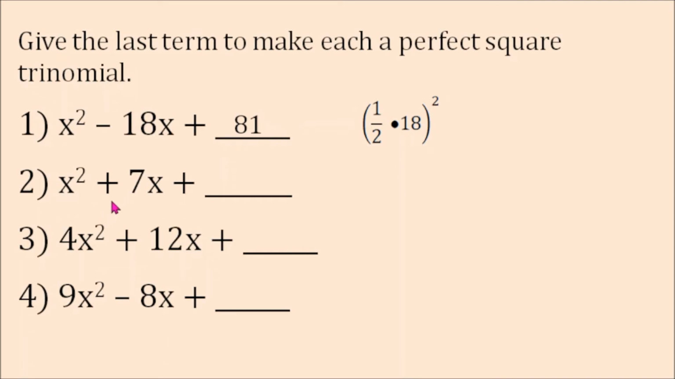How about number 2? The coefficient of x squared here is 1. So get half of 7, then square it. So that's 49 over 4. Again, half of 7 is 7 over 2, then square it, that's 49 over 4. How about number 3? Since the numerical coefficient of our leading term is not 1, we cannot apply this technique.